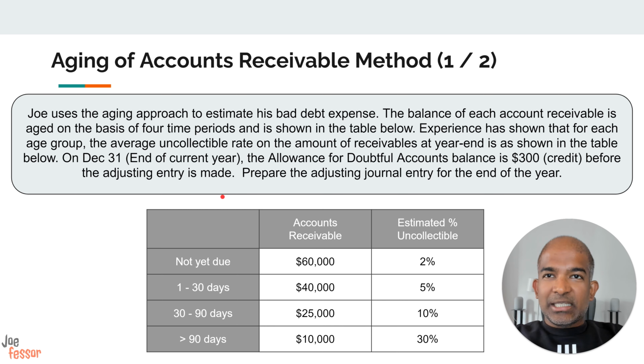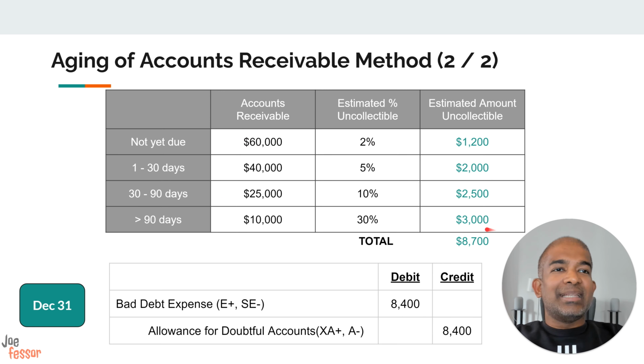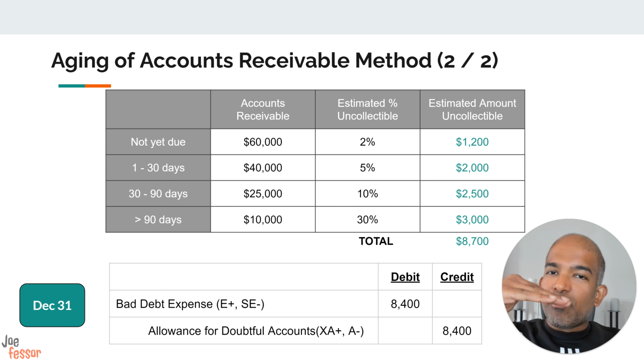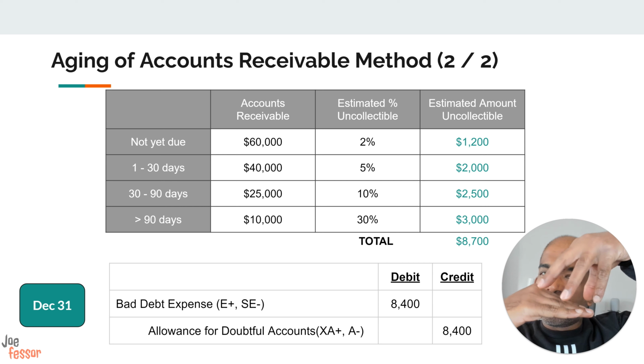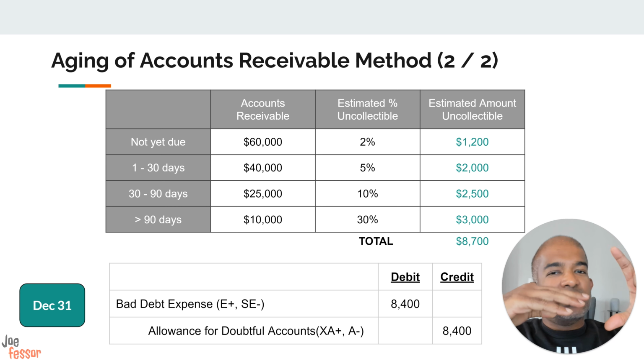Your new estimate should be $8,700. So your allowance account should reflect this new balance. Because you already have a $300 balance in your allowance account, by crediting just $8,400, you would reach that balance of $8,700. The account already has $300 in there. By crediting another $8,400, the total credit balance becomes $8,700.